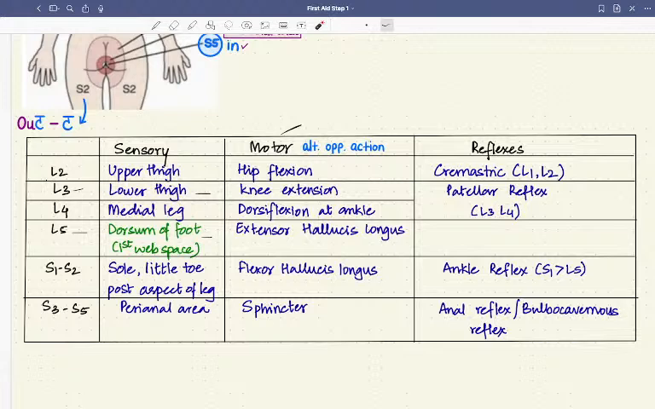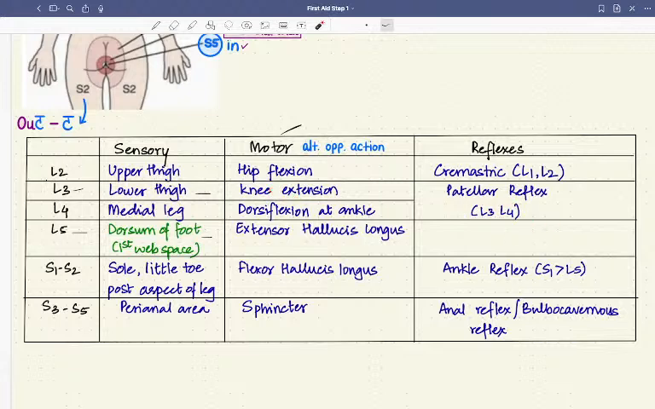See, knee 3 is rhyming. Knee 3, lower thigh. Okay, that way you can pronounce. And knee is going to be 4 letters. So L3, L4, that was the patellar reflex. This is not very important.